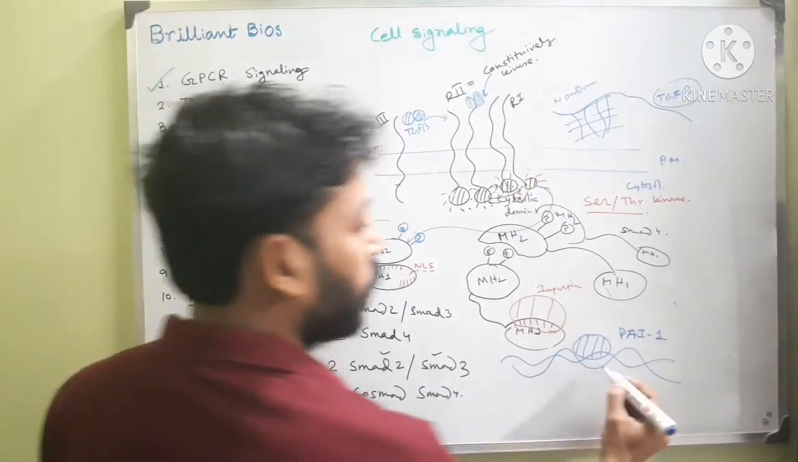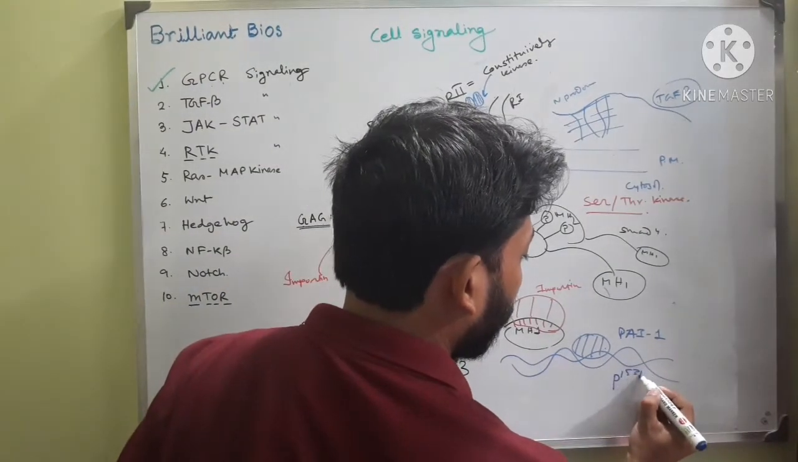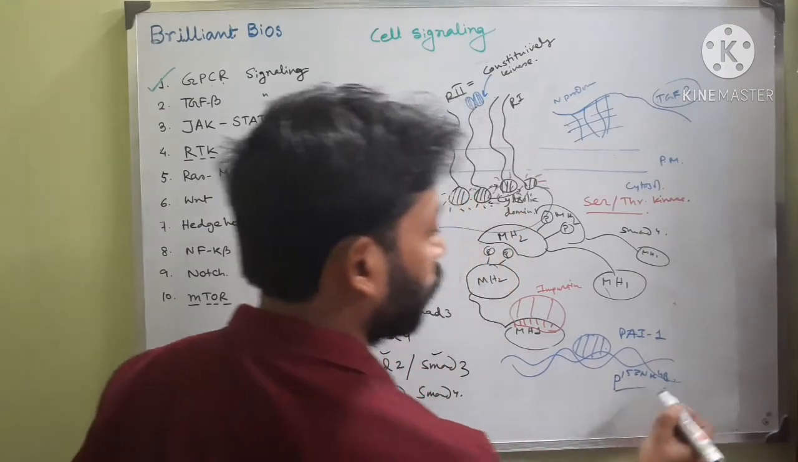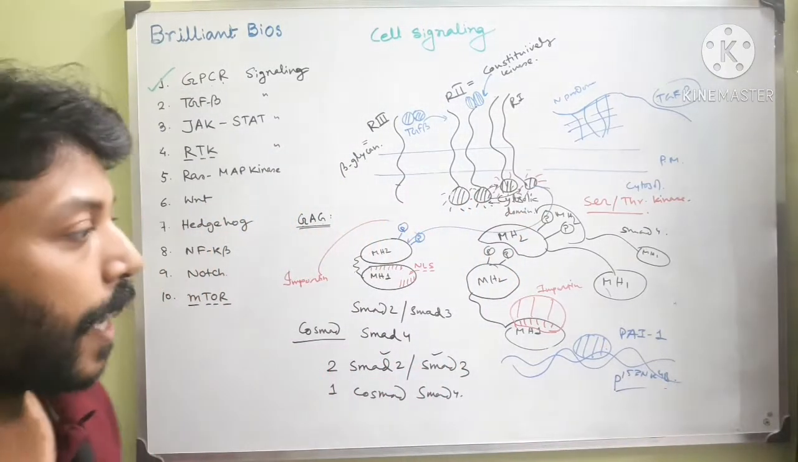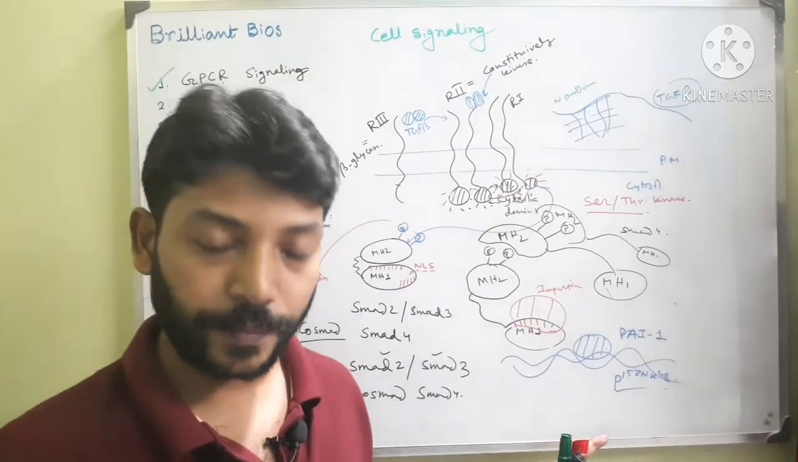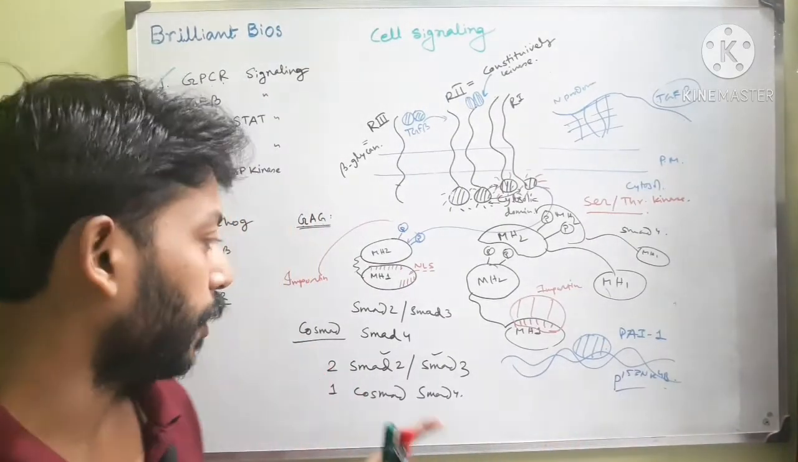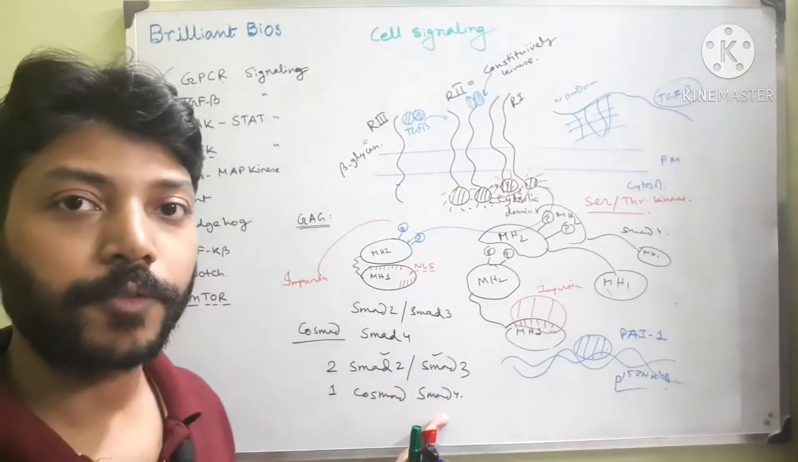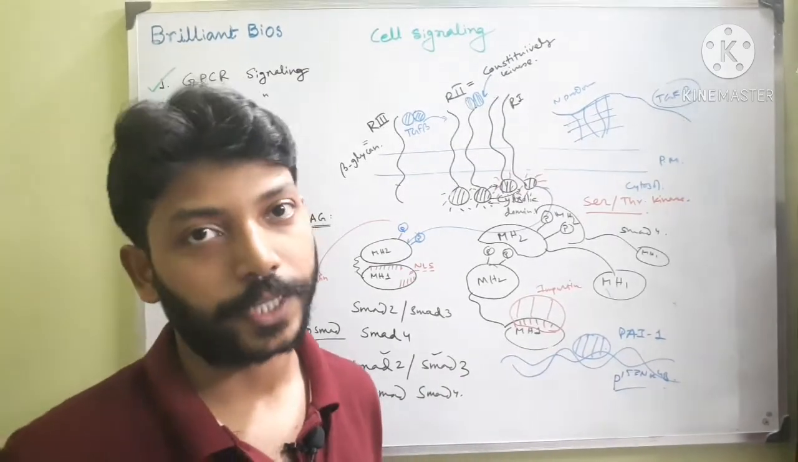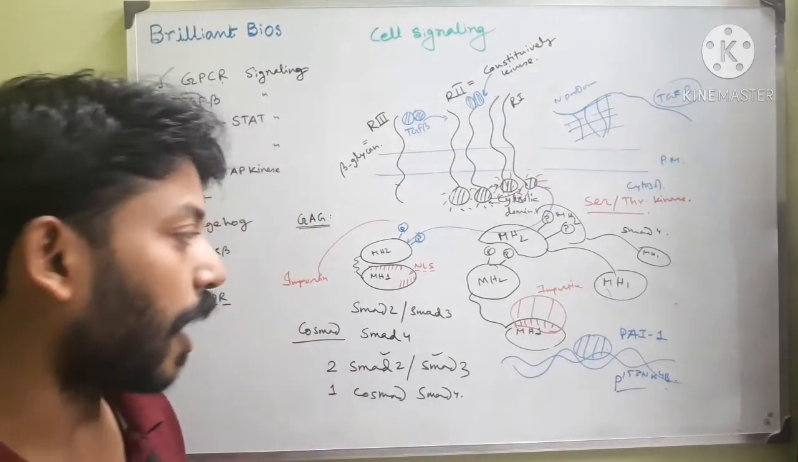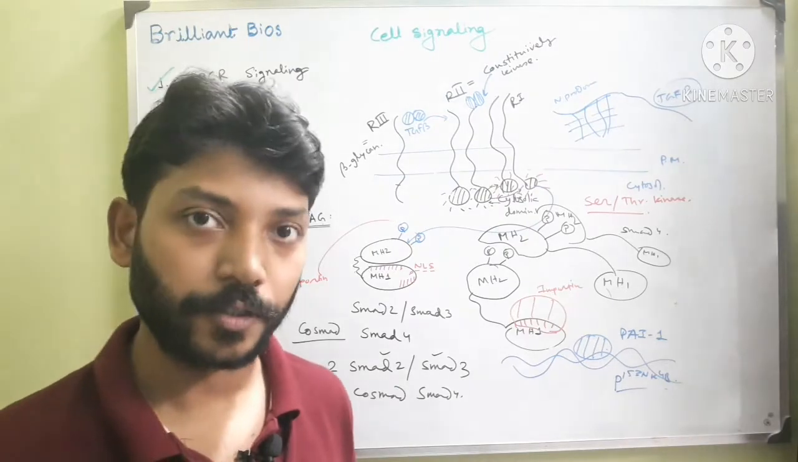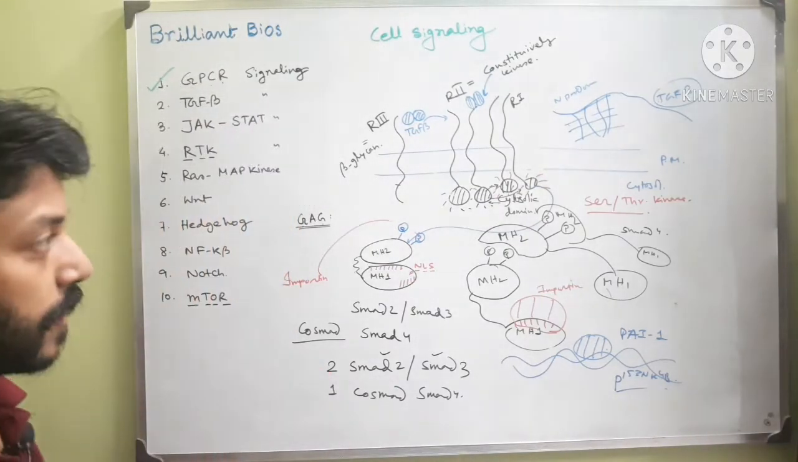Another is called p15 INK4B, which I have mentioned, an inhibitor of the G1 pathway. Another, it can associate this TGF beta SMAD protein, SMAD2 or 3 with the SMAD4, can associate with OCT4, SOX2 and NANOG. This actually helps in the undifferentiated state of stem cells. So this is the pathway.